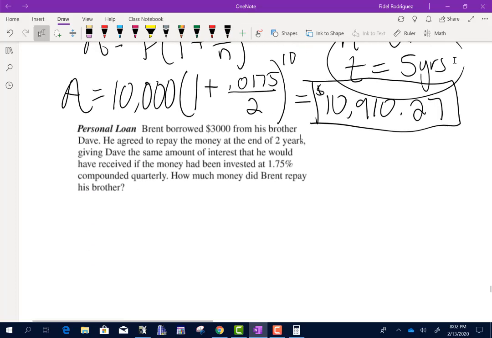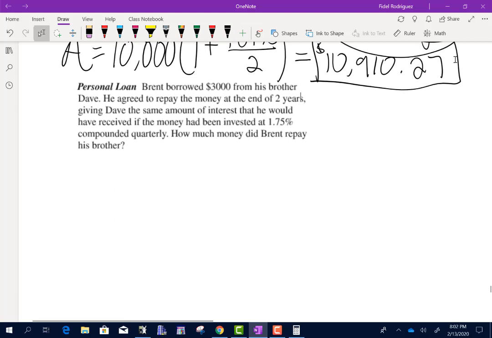Okay, I'm going to scroll down to the next one here, see if we can't figure this one out. It says, personal loan. Brent borrowed $3,000 from his brother Dave. He agreed to repay the money at the end of the 2 years, giving Dave the same amount of interest that he would have received if the money had been invested at 1.75% compounded quarterly. How much did Brent repay his brother?